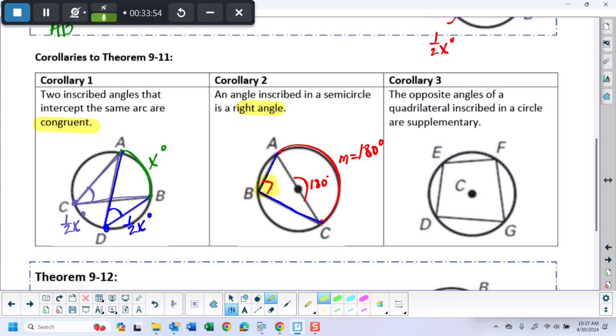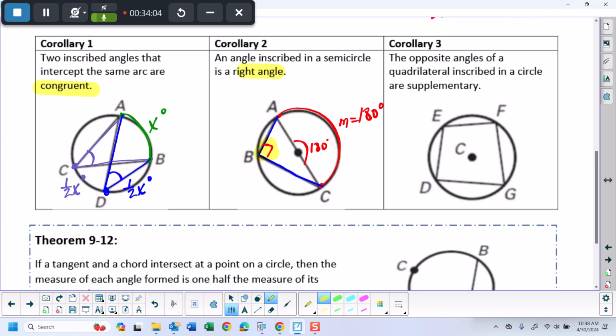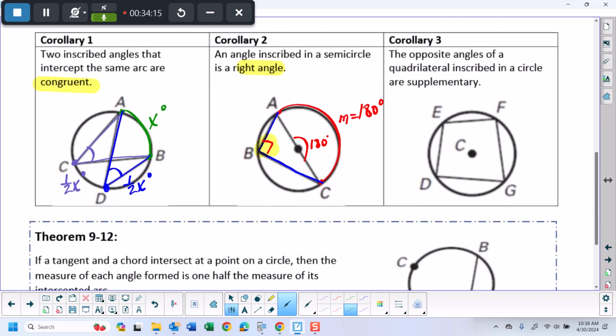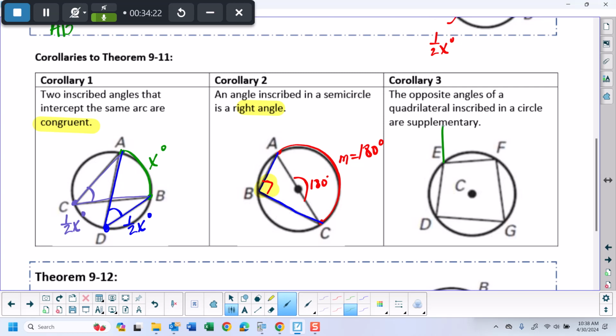Now this one I find so very cool. The opposite angles of a quadrilateral inscribed in a circle are supplementary. So watch first and then do. Put your pencils down and just watch me do this because it'll make sense to you after you see me do it. So let's talk about this. We have a quadrilateral that's inscribed in a circle. The word inscribed means that each of its vertices is sitting on the circle.